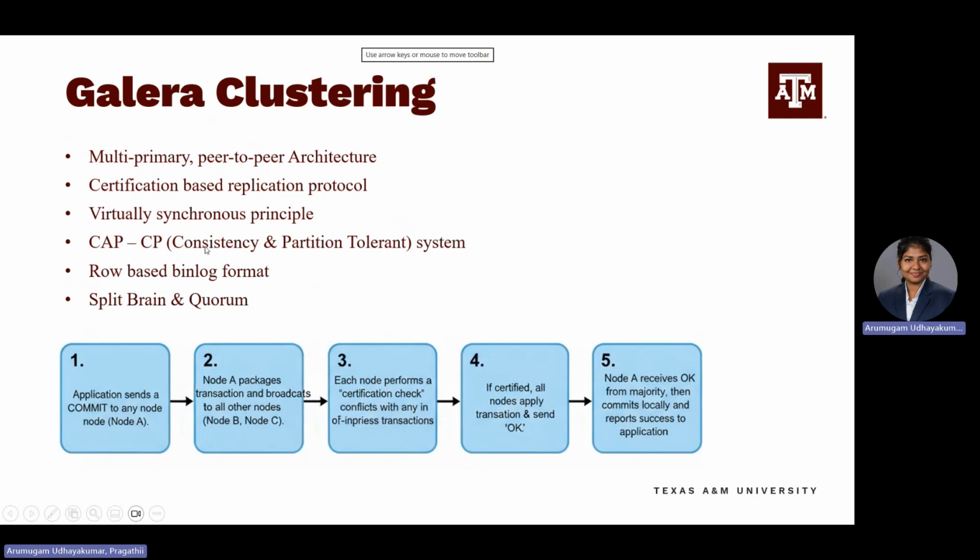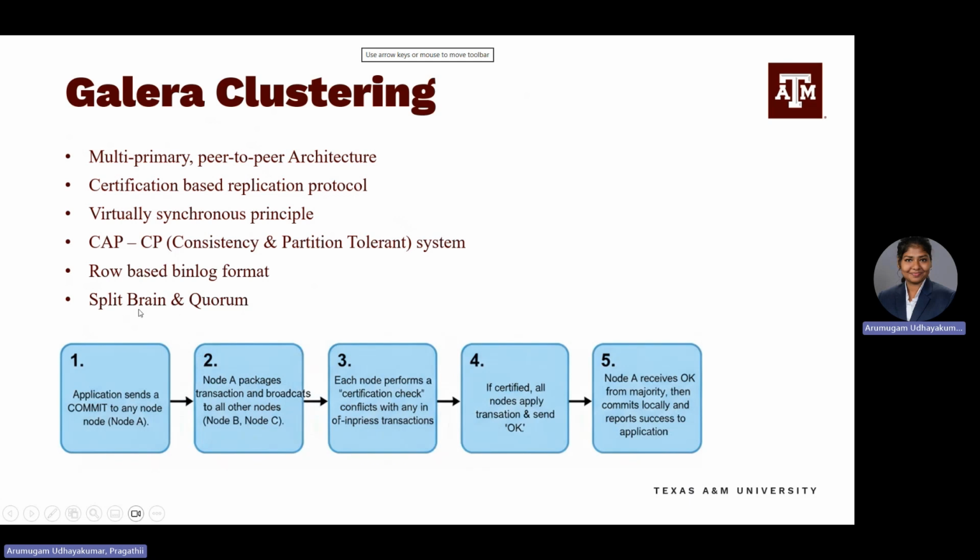And by this, according to the CAP theorem, Galera clustering is a CP system. Here we are giving priority to consistency over availability, because the data is committed only if all the other nodes are also acknowledging the same. So we are sacrificing availability here. And Galera clustering is strictly row-based binlog format. Also, split brain is a common scenario in Galera clustering.